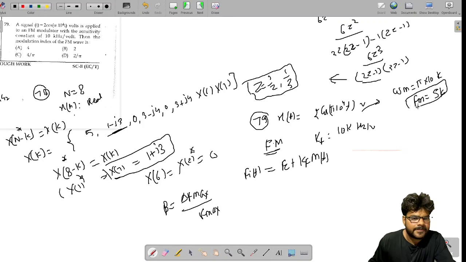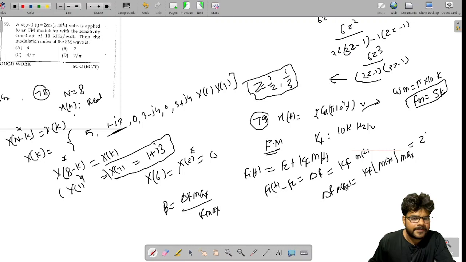Now we have to find delta f maximum. From this, the frequency deviation, f_i(t) minus fc, is nothing but delta f. So this is going to be kf m(t), and delta f maximum will be kf times the mod of m(t) maximum, right? x(t) is nothing but m(t), so 2 cos(pi into 10 to the power 4 t). If you take its mod and find its maximum value, this is going to be 2.